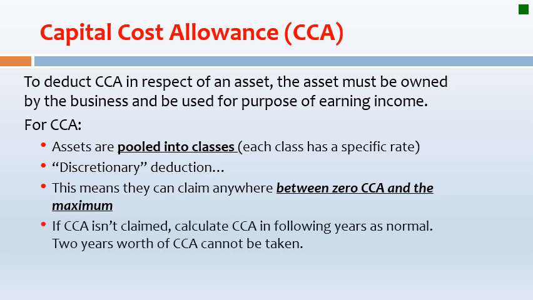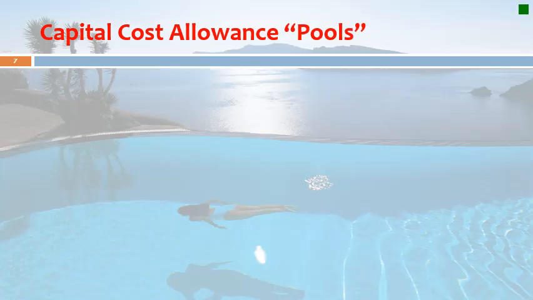If 0 CCA is claimed for the year, in the following year, the CCA deduction is calculated as normal. You can't, for example, deduct 2 years worth of CCA in the following year if you didn't deduct any in the prior year. Let's talk about these pools.